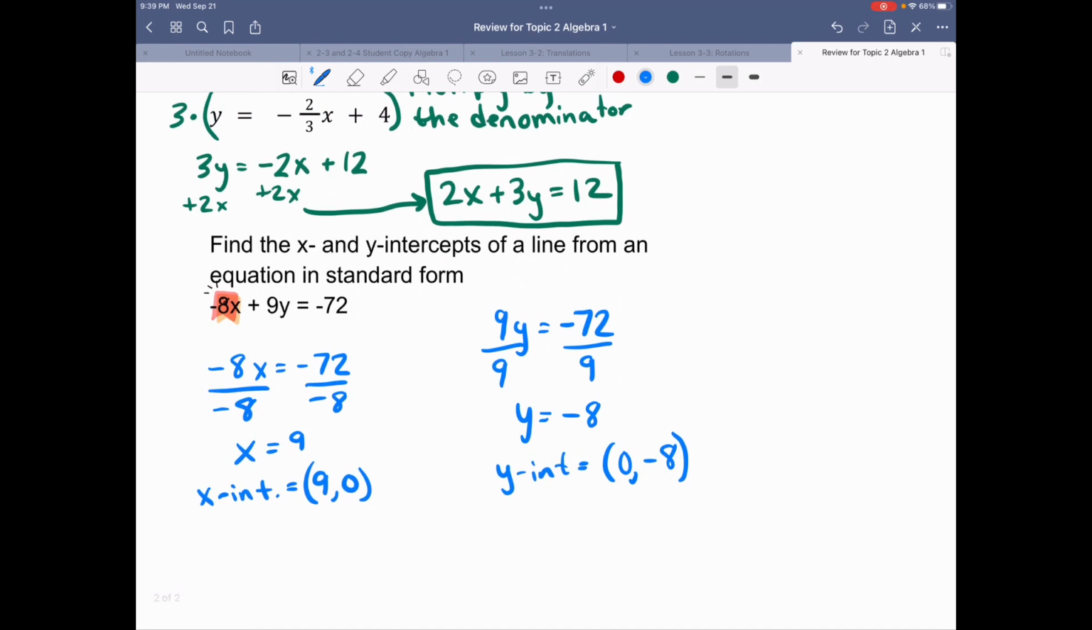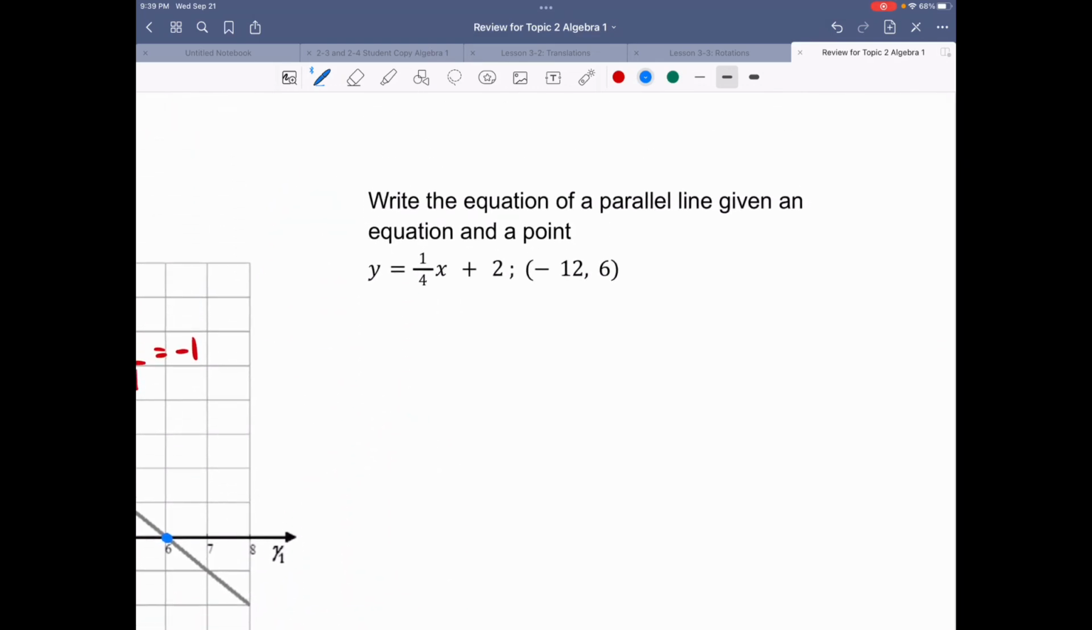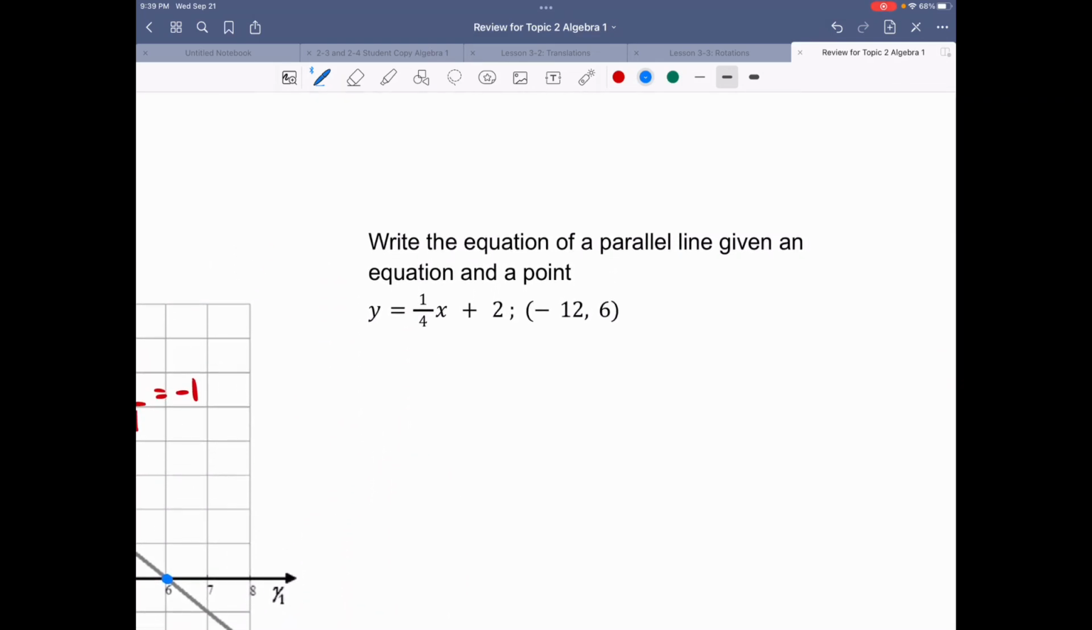So let's go over to the column at the top for the last one. Yay! Write the equation of a line parallel to the given equation and a point. So parallel means the slope has to be the same. Parallel line, same slope. So our slope is our m, which is right here, so m equals 1/4.